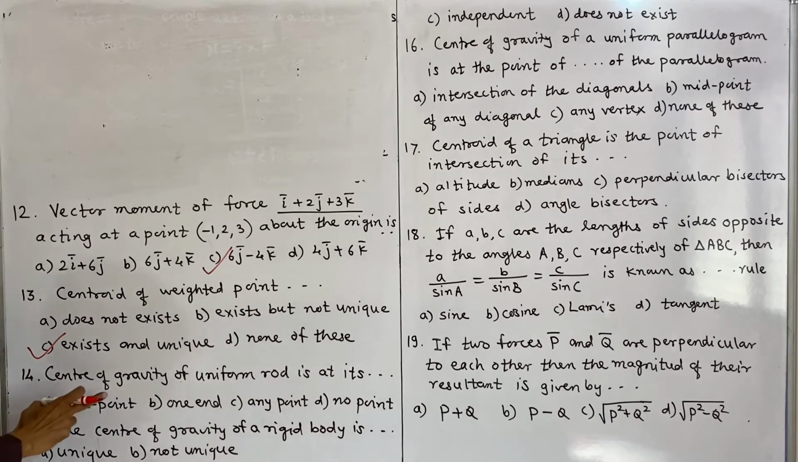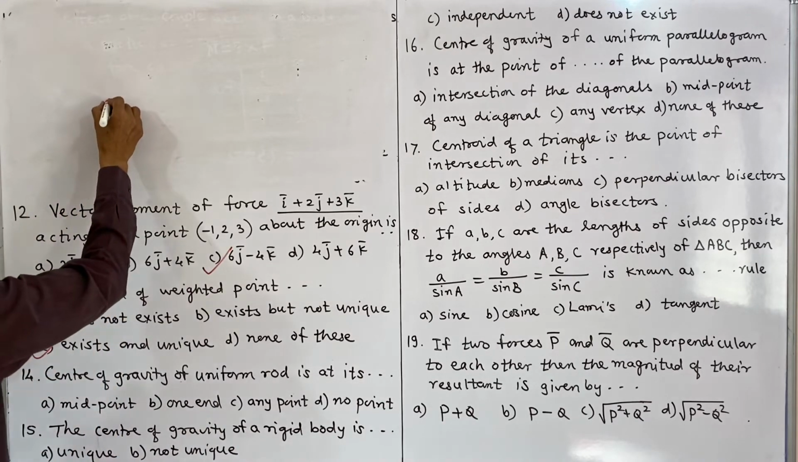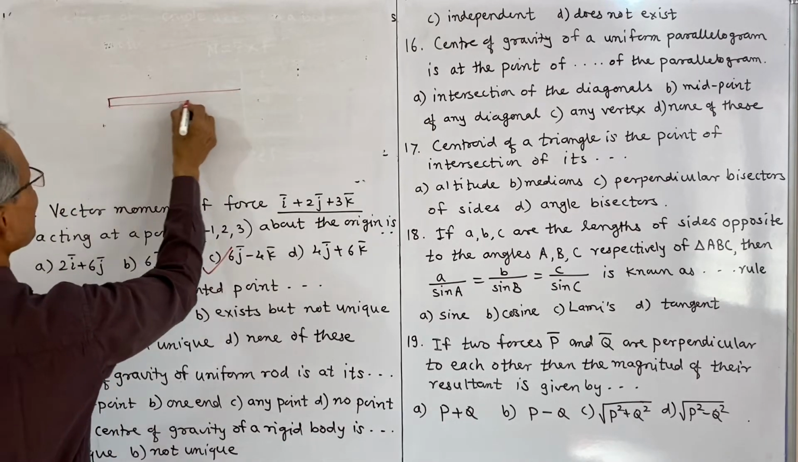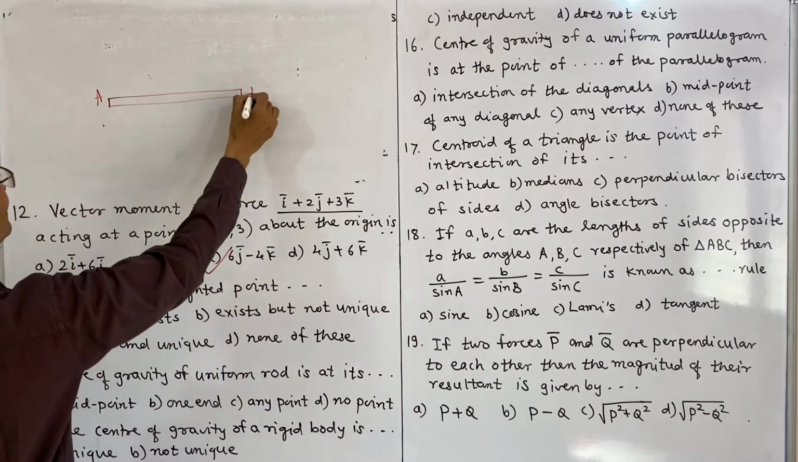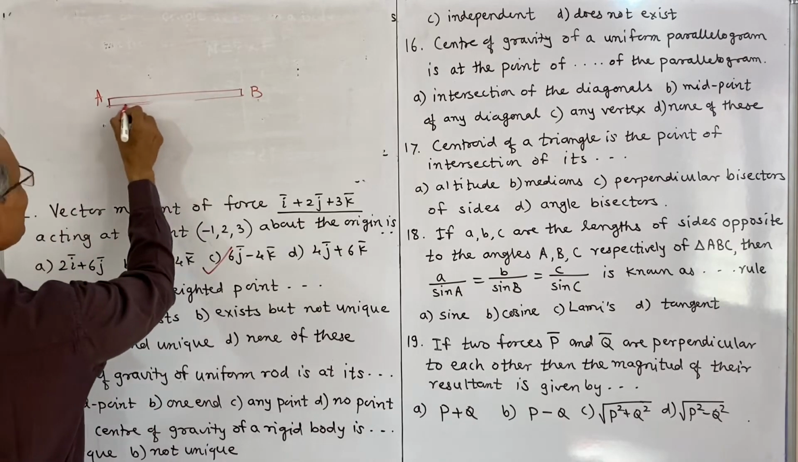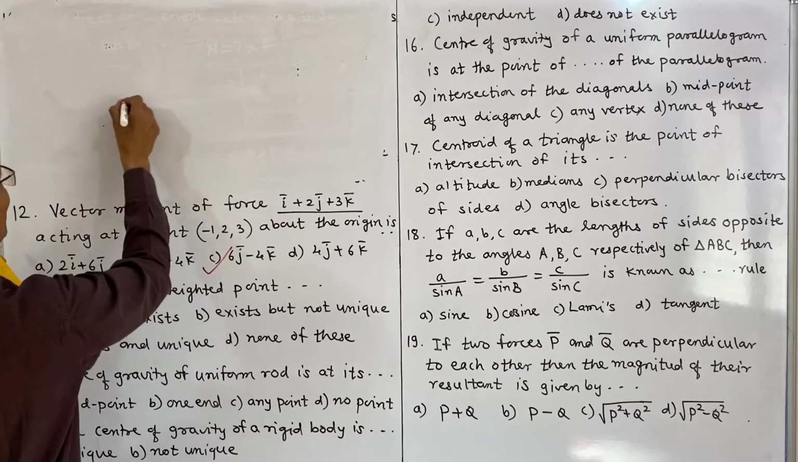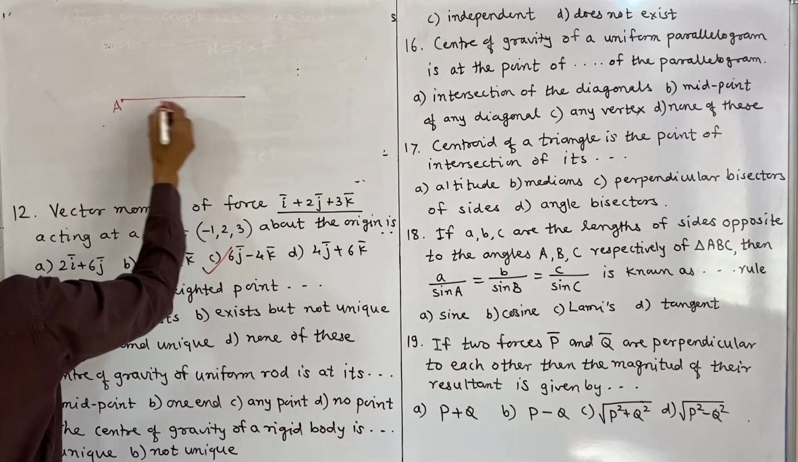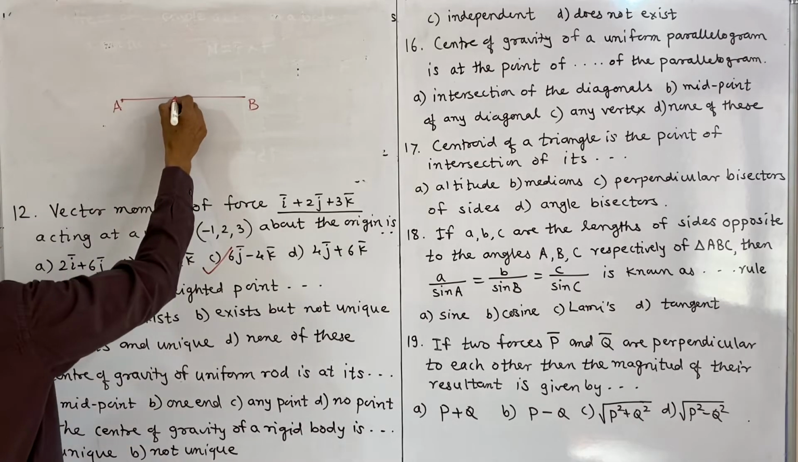Center of gravity of a uniform rod is at its midpoint, one end, any point, no point. A uniform rod has the same density or thickness. Suppose AB is the uniform rod, so it must have the same thickness. Then its center of gravity will be at its midpoint.